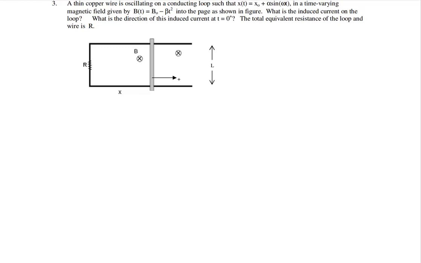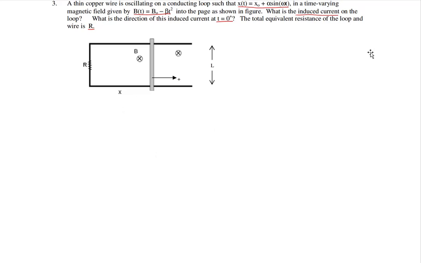Today's problem is on Faraday's law and Lenz's law. So let's begin. We're given a thin copper wire that is oscillating on a conducting loop, and that oscillation is described by this function. We're also given a magnetic field that varies in time, given by this function. We are tasked to find the induced current on the loop and the direction of that induced current at time t equals 0. We're also told that the equivalent resistance of the loop is just R.